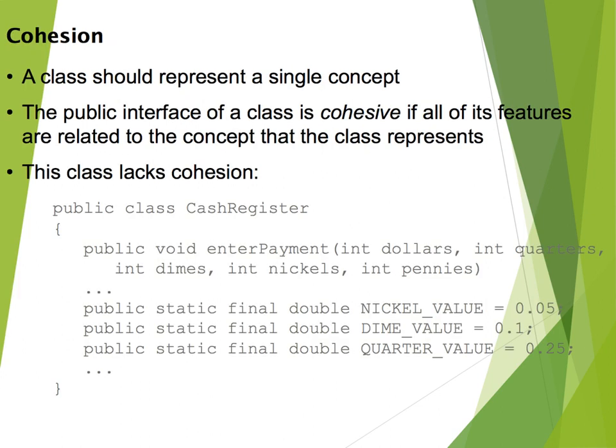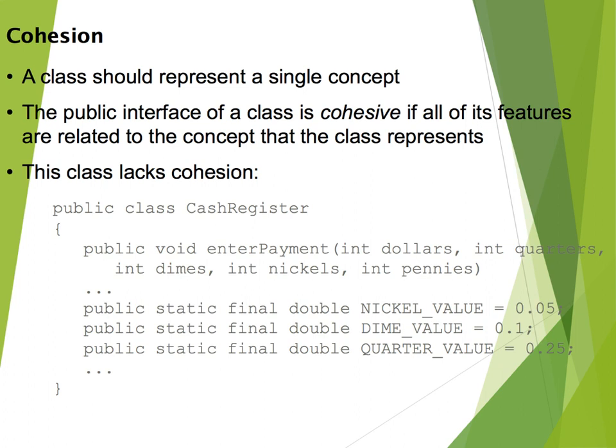Another characteristic of a class is that it should have cohesion. A class should represent a single concept, and the public interface of a class must be cohesive, which means that all of the features in that class should be related to the concept that the class represents.